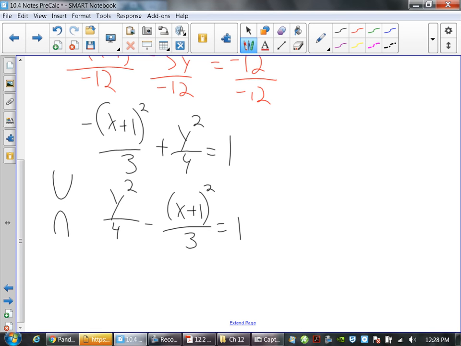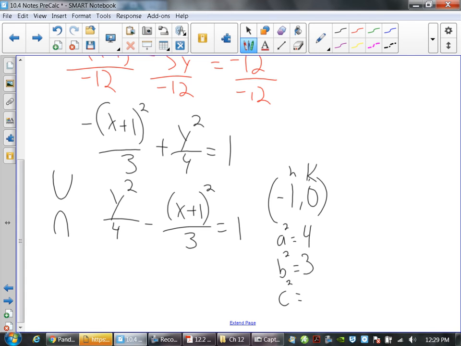So where's your h and k? Negative 1 and... Yep. There's my HK. A squared is 4. B squared is 3.